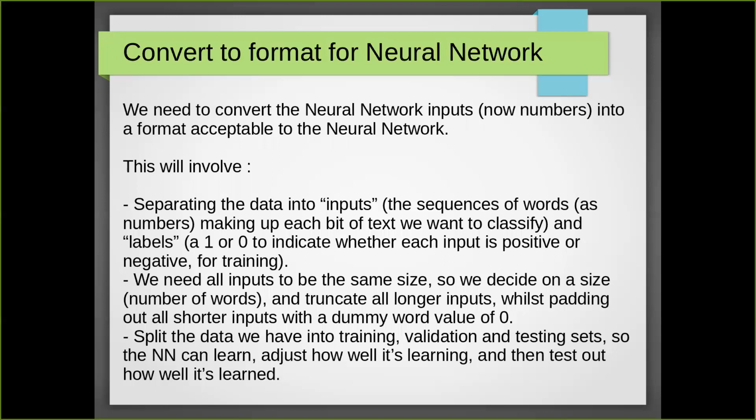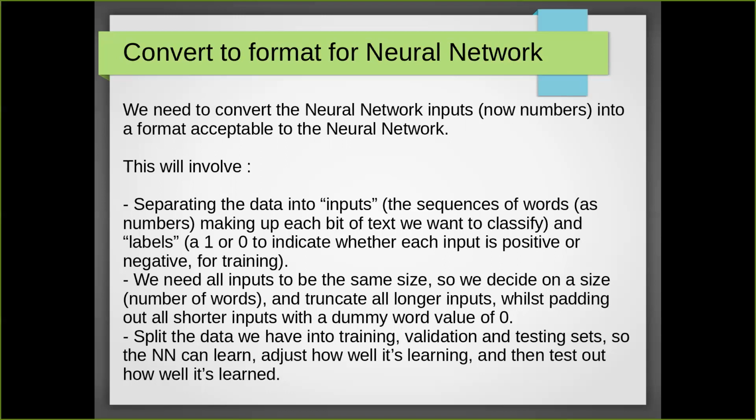So once we've converted them into numbers, we've now got to put them into a format that the neural network can understand, the tensor basically. And basically, this involves separating the data into inputs, which are the sequences of words, which remember are now numbers, which make up each bit of text you want to classify, and labels.